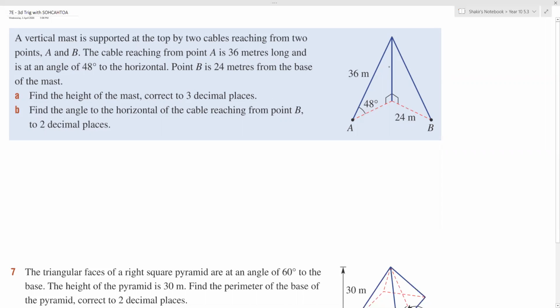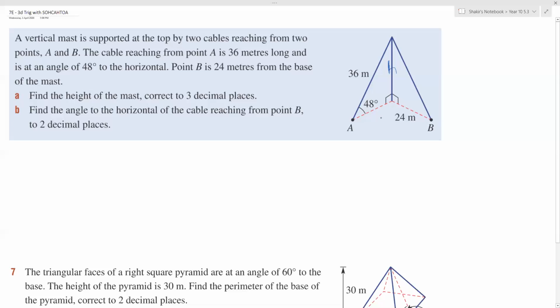So here they have given us a drawing. I'll just mark in H. That's what they want us to find, the height of the mast, corrected to 3 decimal places. Now, the idea in 3D trigonometry is you will have multiple right-angled triangles, and you have to apply SOHCAHTOA in each one separately to find information. And that's the general gist of it.